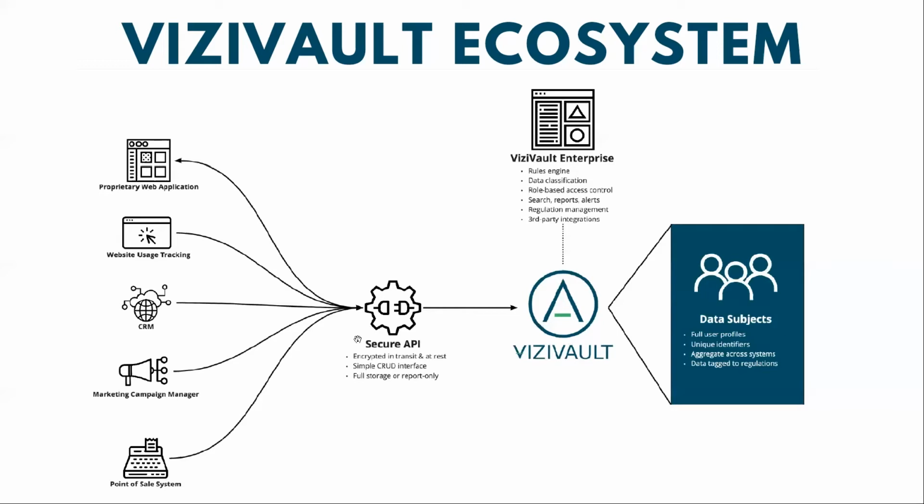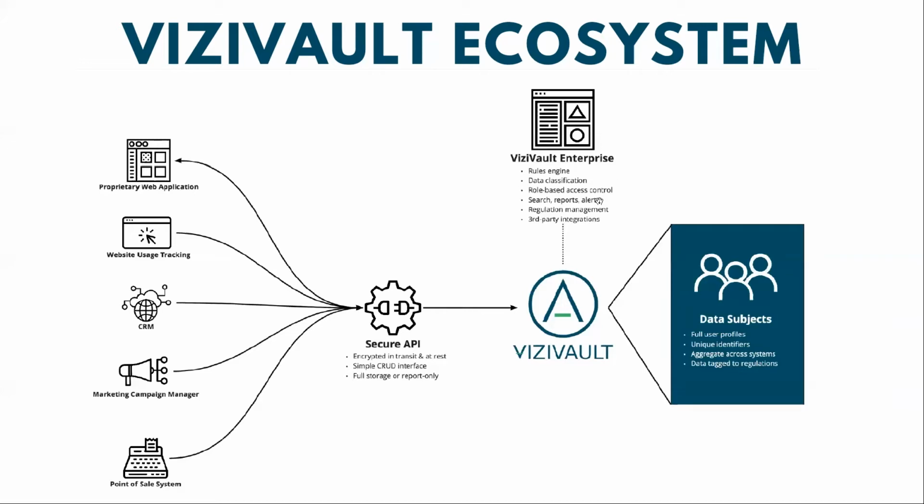In front of the vault is our secure API. This is the only way to interface with the data that's in the vault. As personal information comes into the vault through the API, all of that information is fully encrypted prior to being stored. And when information is retrieved, it is again decrypted here in the API before being leveraged.